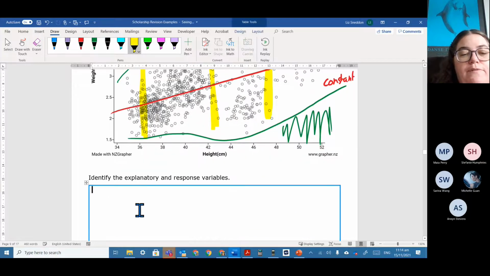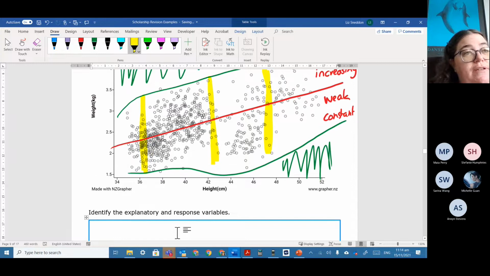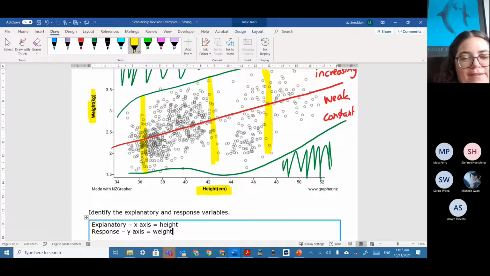Oh, I need to identify my variables actually. Explanatory, response. Explanatory is our x-axis, and response is always the y-axis. So in this case, our explanatory will be the weight of the kiwis, and our response will be the, sorry, wrong way around, height of the kiwis is our explanatory, and our response is the weight of the kiwis. So it's just a matter of going x versus y, and that's always your explanatory and response.